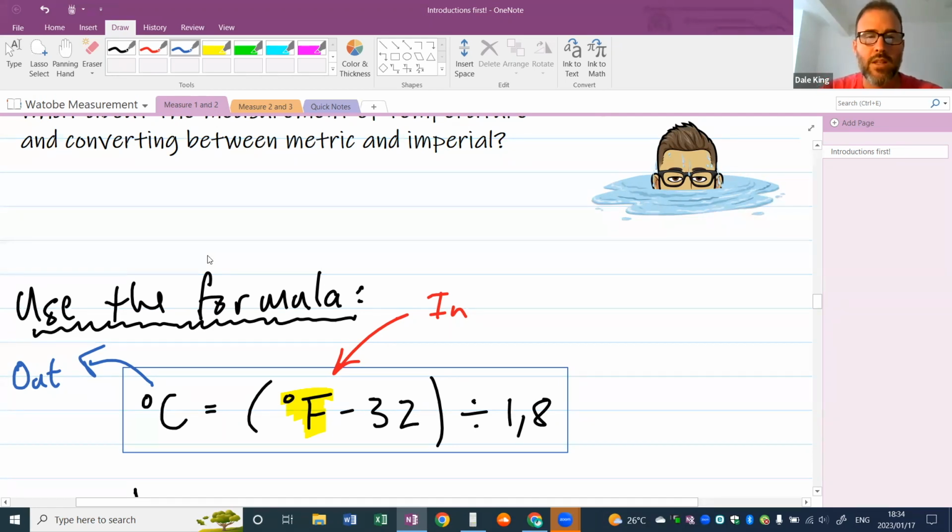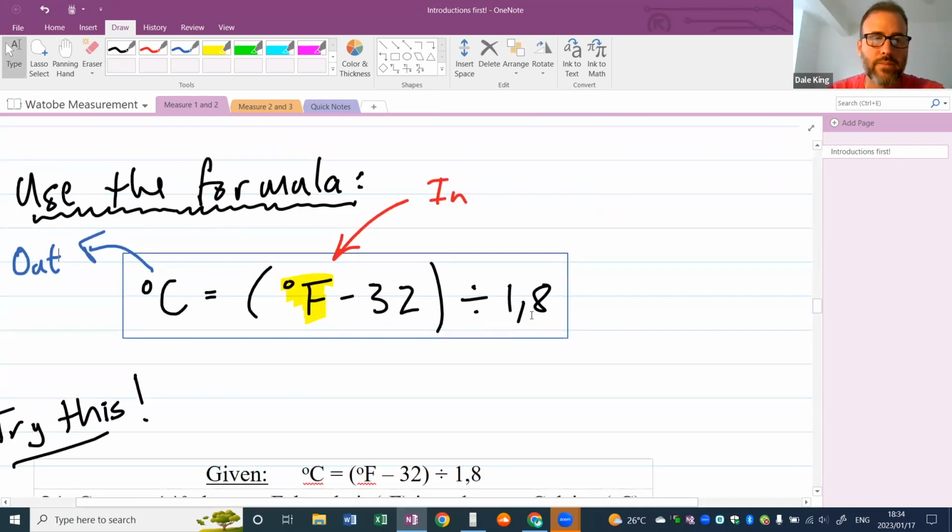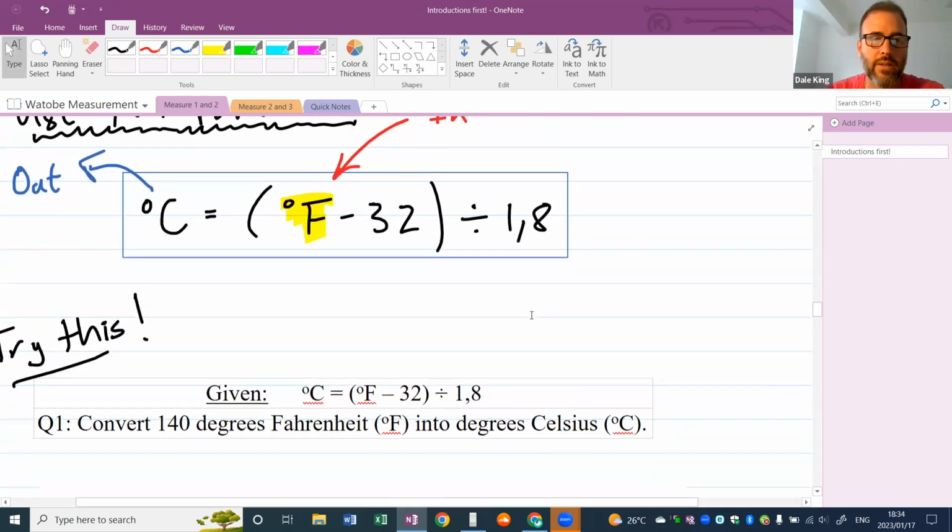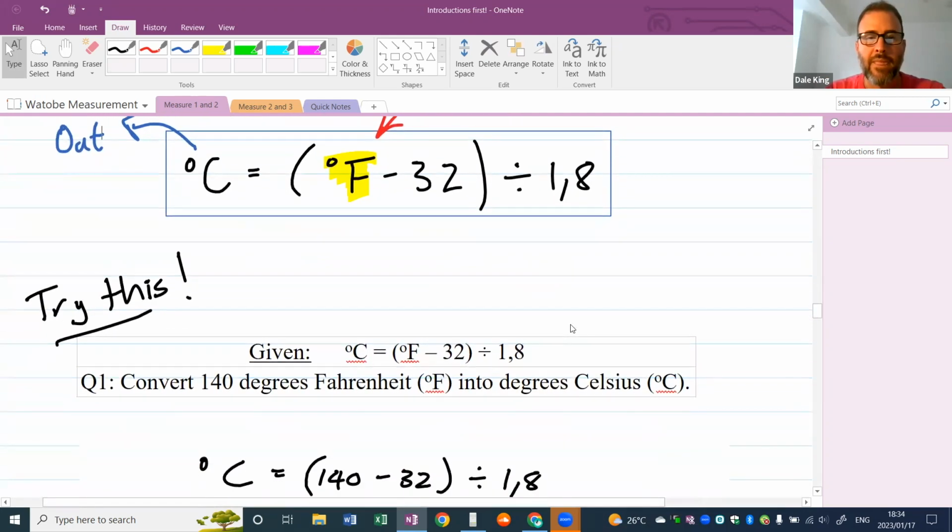Okay, so in this question, it looks like they want us to work out degrees Celsius. They might give us a Fahrenheit value, but let's see. All right, here we go. Here's the question. If they give us the formula that degrees Celsius is (Fahrenheit degrees minus 32) divided by 1,8, then convert 140 degrees Fahrenheit into degrees Celsius.